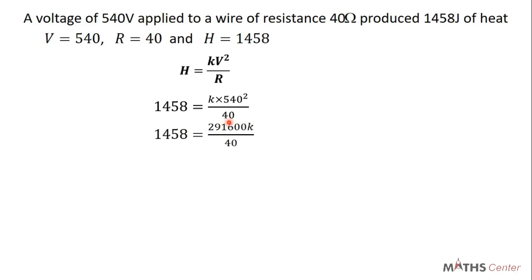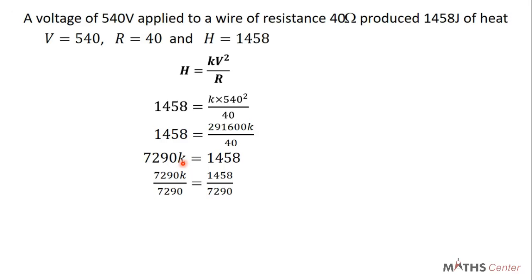So we are going to simplify this. 540 squared will give us 291600. So we have 1458 is equal to 291600K divided by 40. When we break this down further, you are going to have 7290K is equal to 1458. We divide both sides by 7290.